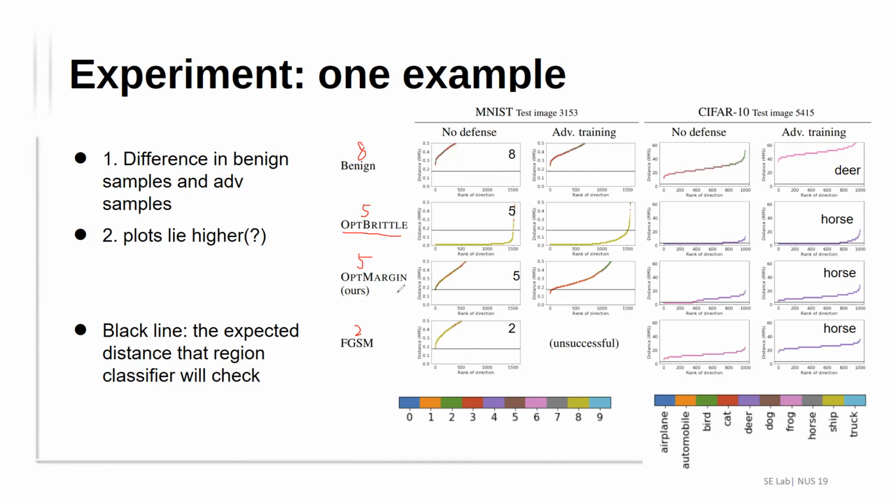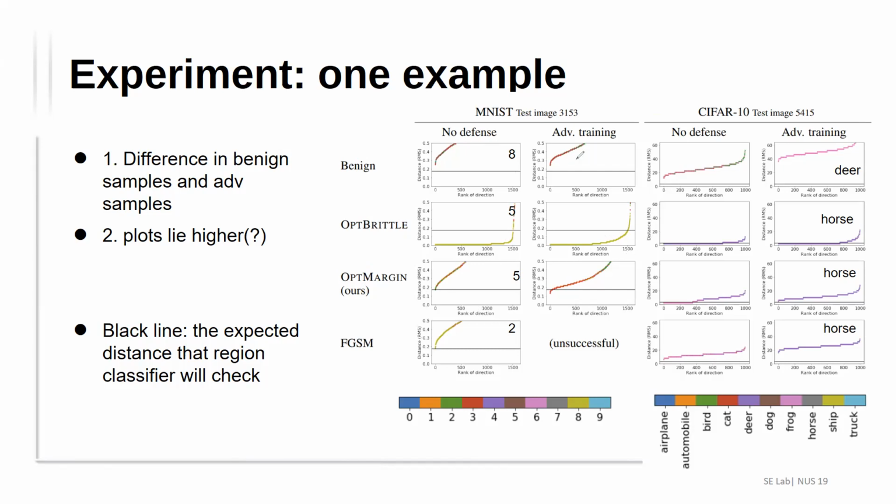So the first conclusion is they found the plots for benign samples and adversarial samples are very different. You just look at the plot here, so it's different. And the second conclusion is they claim that... By the way, here there's supposed to be a line. Is that supposed to be the black line?